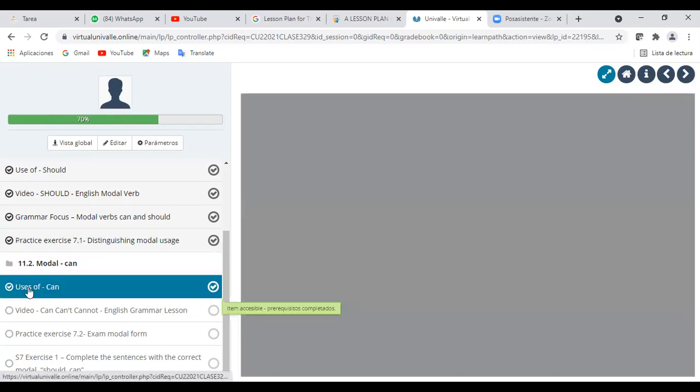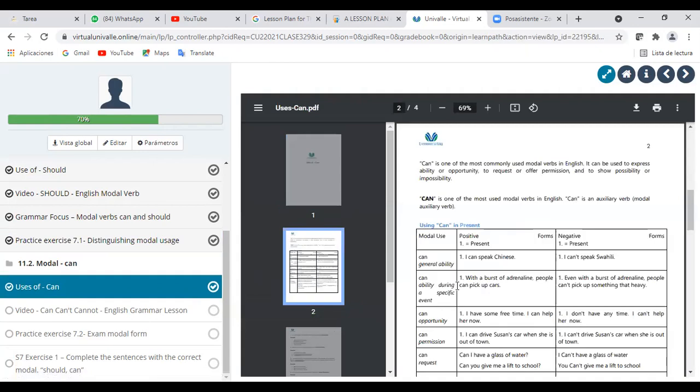Also, guys, we're gonna be learning about the uses of can. And as I was mentioning, can is used to express that you have the ability to do something. In other words, can is one of the most commonly used modal verbs in English, and it can be used to express ability or opportunity, both of them, to request or offer permission, and to show possibility or impossibility. Can is the auxiliary verb, a modal auxiliary verb.